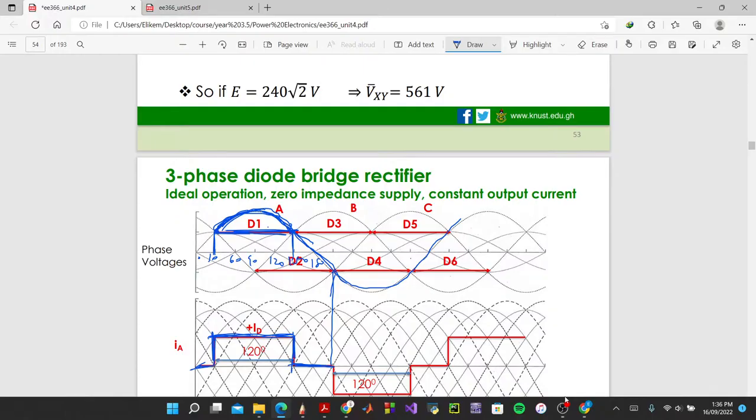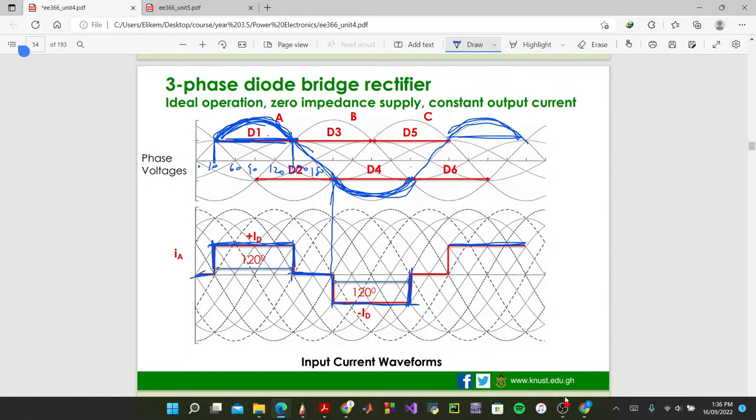You get it? Now A goes off. A becomes maximum at this point again. When A becomes max, D1 starts conducting, so it will come here. Between this period and this period, it's not A that's conducting, so it's off like this.